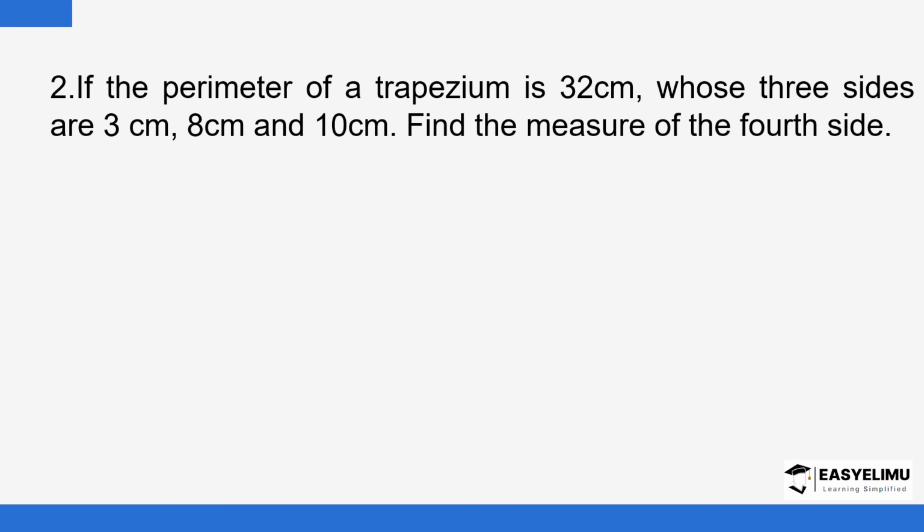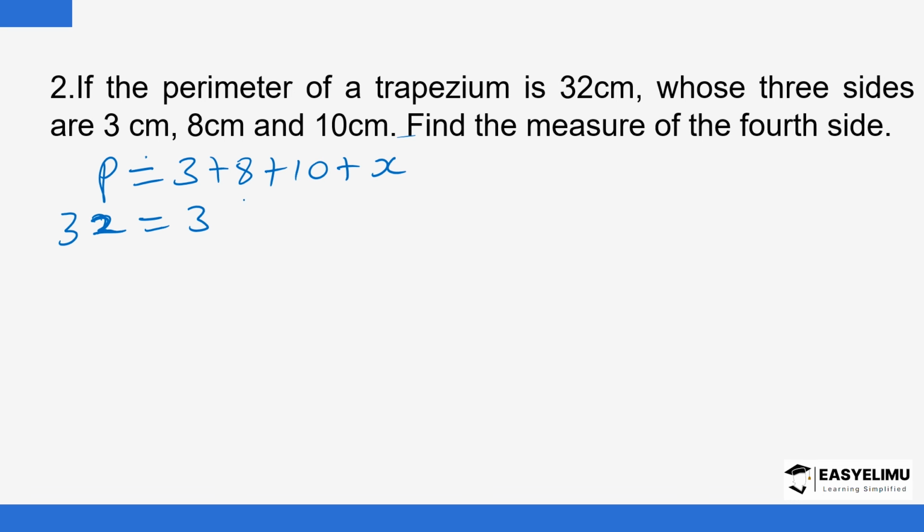So we have another example here. If the perimeter of a trapezium is 32, and we have three sides whose measures are 3, 8, 10, find the measure of the fourth side. The perimeter here is equal to 3 plus 8 plus 10 plus x, where x is the fourth side. P is the perimeter, so that is going to be 32.